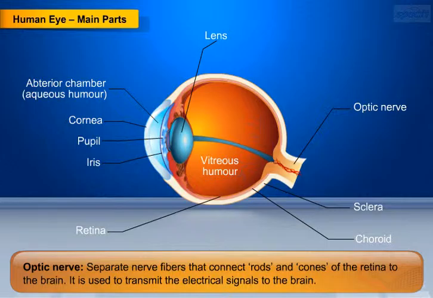Optic nerve. Separate nerve fibers that connect the rods and cones of the retina to the brain. It is used to transmit the electrical signals to the brain.